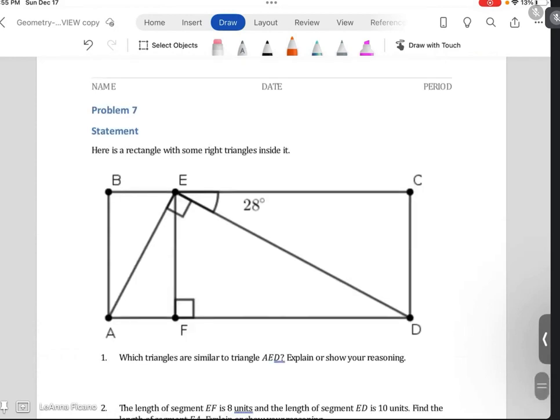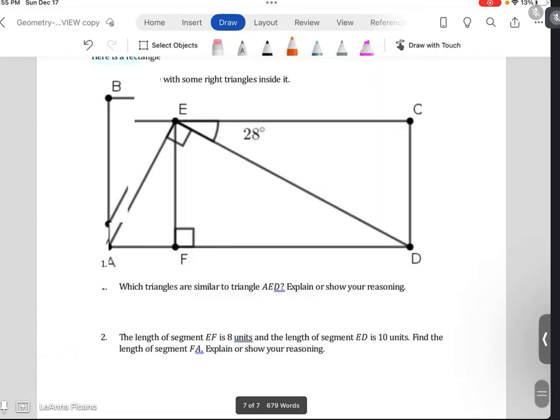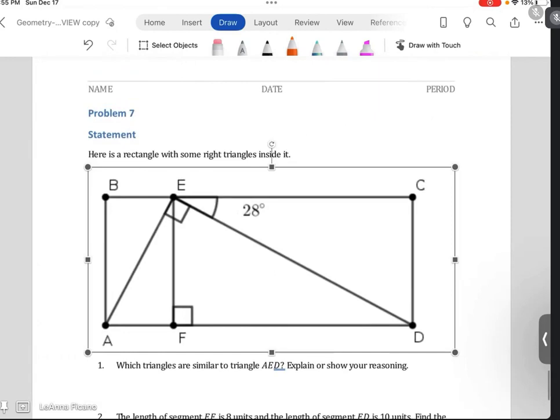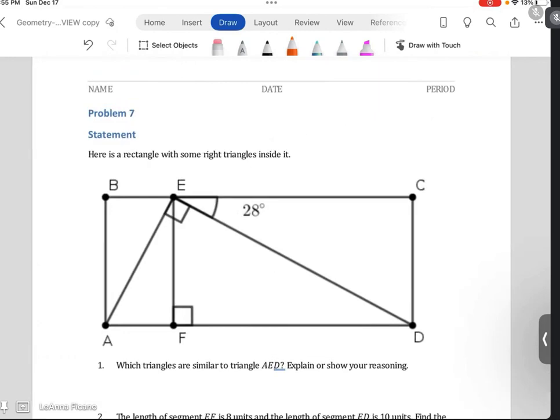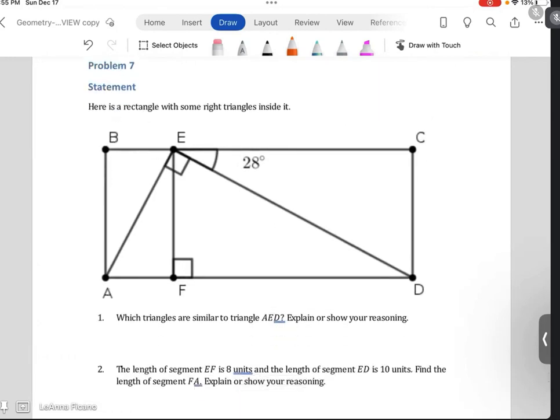Okay, problem 7, I believe this is our last problem on the review. Here is a rectangle with some right angles inside of it. Which triangles are similar to triangle AED?